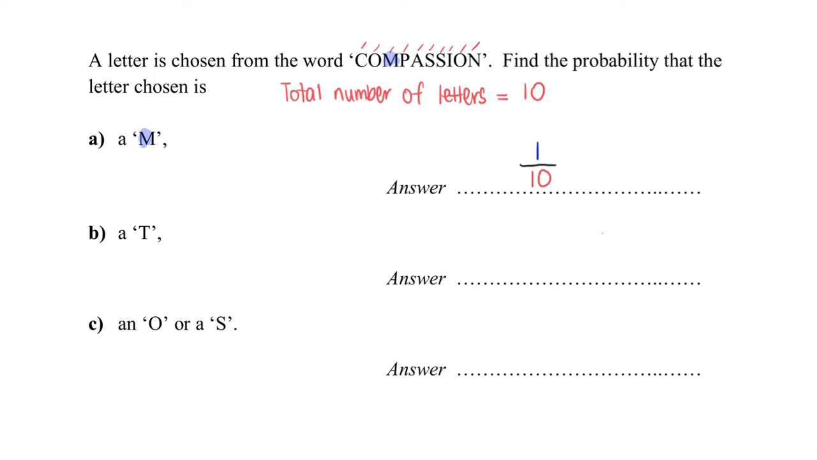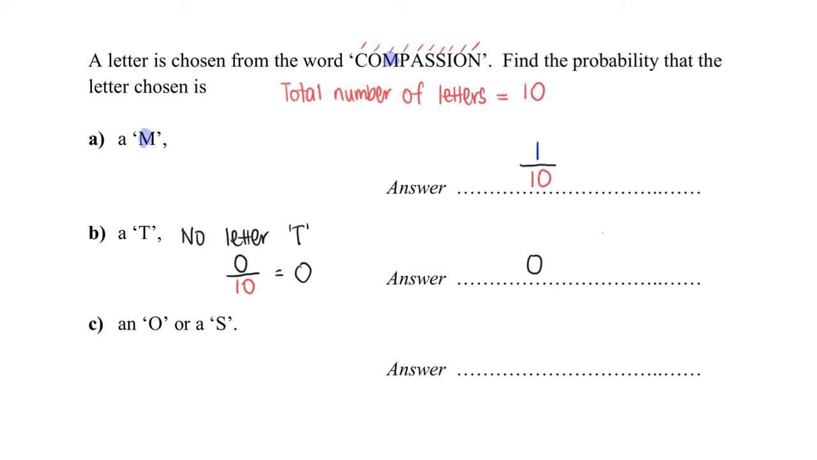What about T? Notice that there is no T, no letter T, which means that it is going to be 0 over 10. And what is this probability? 0. Which means that it is an impossible event lah.